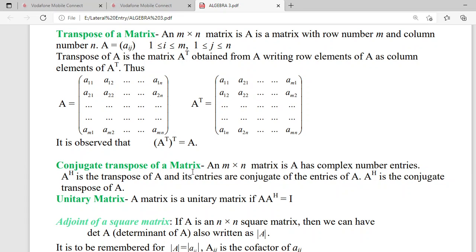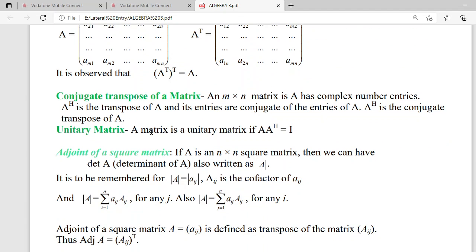Then conjugate transpose, if these are complex numbers, then we can find the conjugate transpose. So for the conjugate transpose, first you have to take the transpose, and then we take the conjugate of the entries. So if a21 is say 3 plus 6i, then after taking the transpose it moves to position 12, and there we have to write 3 minus 6i. So every element we have to take the conjugate.